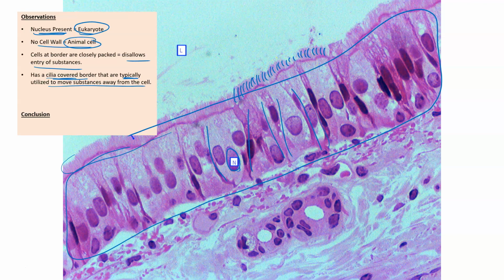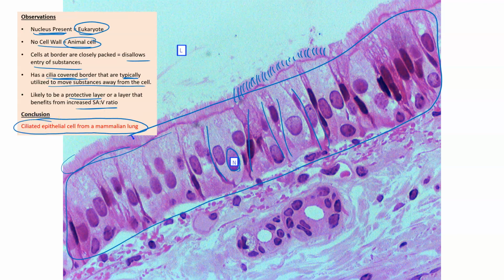So this particular border probably has something to do with the movement of substances to and from it. It is likely to be a protective layer or a layer that benefits from an increased surface area to volume ratio, because all of these small microvilli, or small projections, are going to increase surface area to volume ratio. And so if we draw a conclusion, this is a ciliated epithelial cell from a mammalian lung.